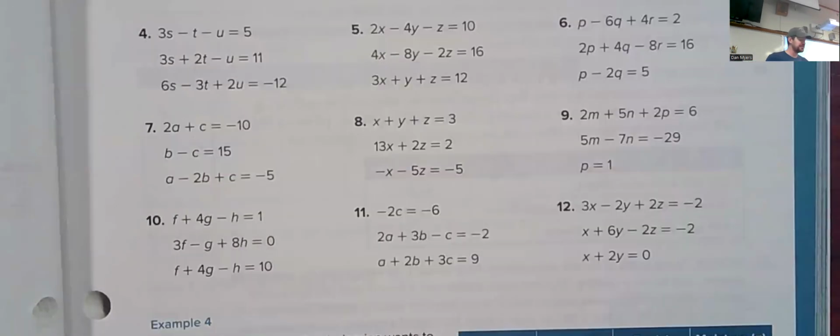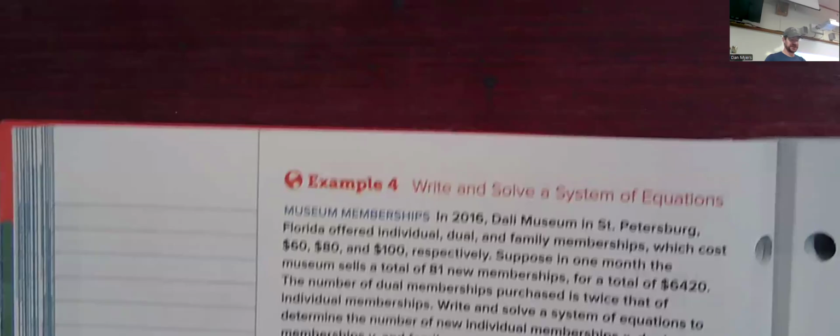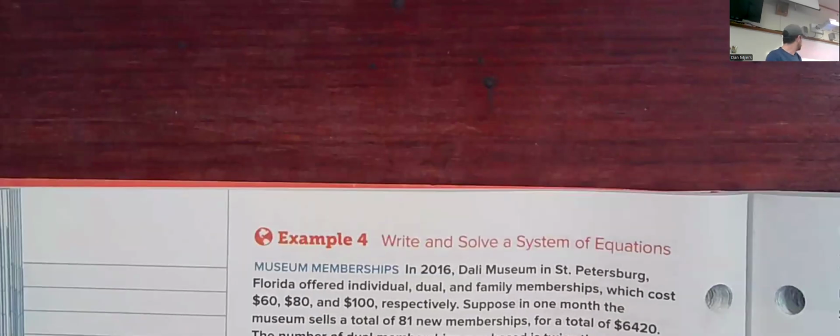Let's go ahead and look at the last problem. This is a word problem. There are a few word problems on your assignment, so this will be a good one to take a look at. So here we go.